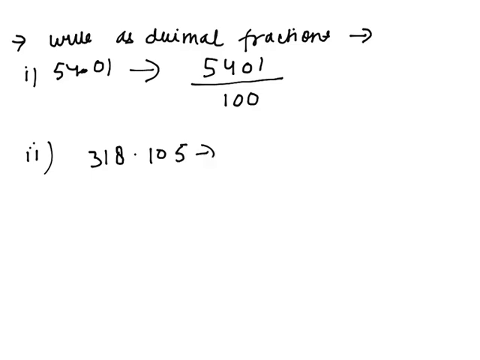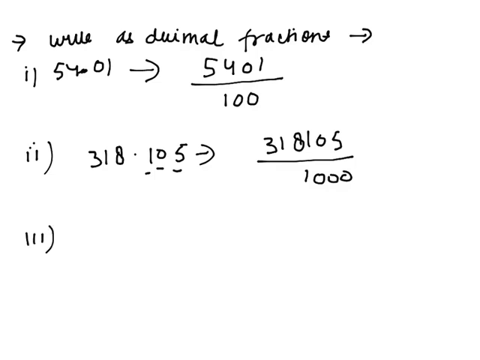Similarly, we have 318.105. So in the numerator we have the full number 318105, and then in the denominator we count the number of digits after the decimal point. So here are 1, 2, 3. So we will put 3 zeros after the 1 in the denominator. This can be counted as 1000, so we write 318105 over 1000.